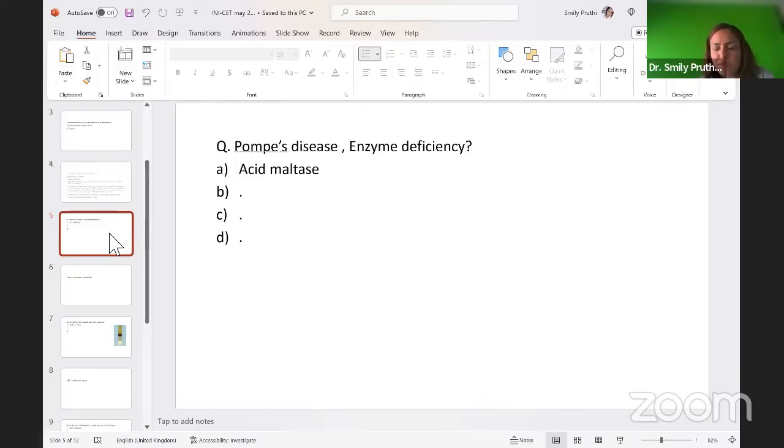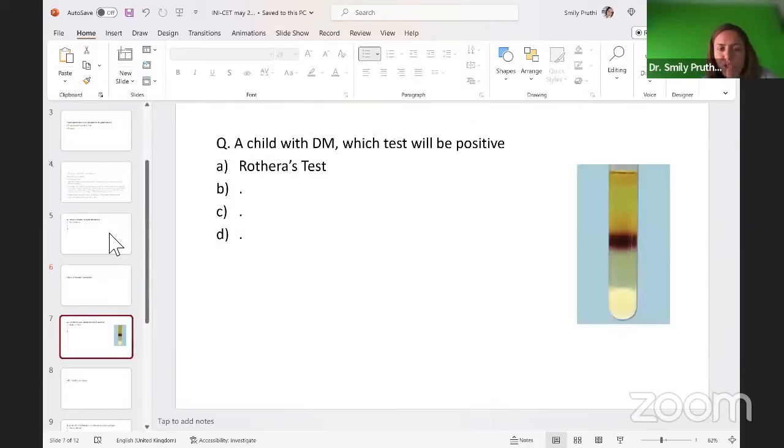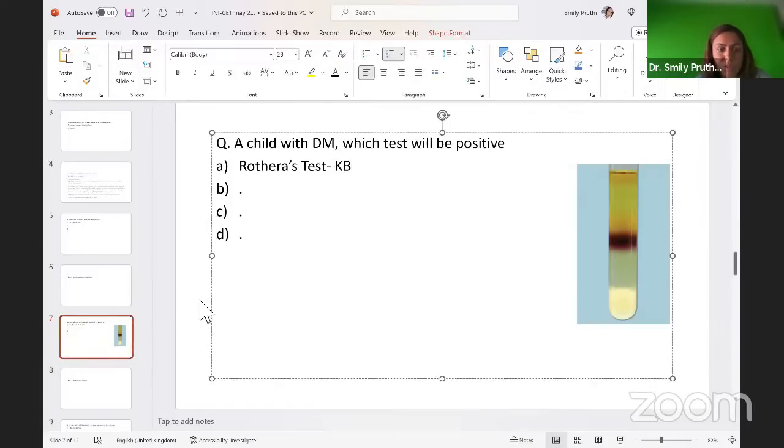So Pompe's disease, there was a question on Pompe's disease and the enzyme is acid maltase. Okay, the answer will be acid maltase. What was the question on Barth syndrome? There was a question, clinical history given for the child with diabetes and which test positive. This image was given with purple colored ring. So that must be Rothera's test for ketone bodies. Rothera's test is for ketone bodies, right?